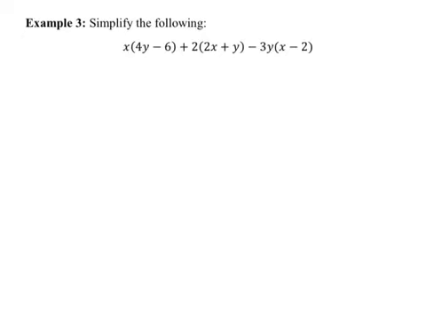I apologize. So example 3 says, simplify the following. How would we go about simplifying this? What is the first thing that we need to do, Tori May? Yeah, we have to distribute. Can somebody tell me what this would look like when we distribute? Go ahead, Liam. 4xy, or 4yx, minus 6x. Good. So Liam distributed the x to the first two terms by doing that.